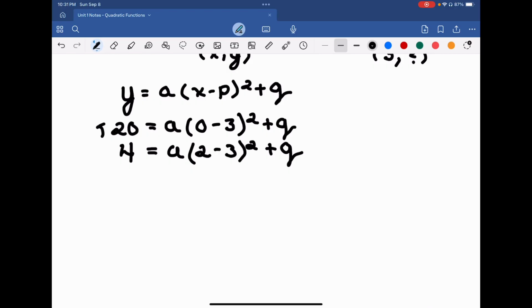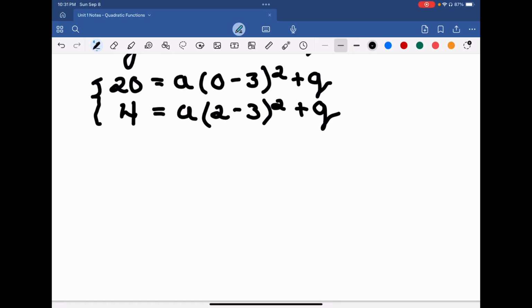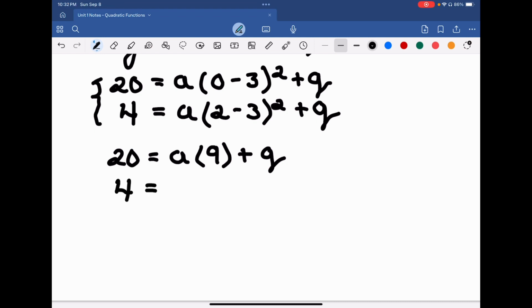So this is the overall system of equations based on the descriptions of part 1 and part 2. In the first line, I'm going to write this as 20 is equal to a times (0 - 3)², which is 9, plus our q value. The second row is 4 is equal to a times (2 - 3)². 2 minus 3 is negative 1, so this is going to be a times 1 after it's squared, plus q.